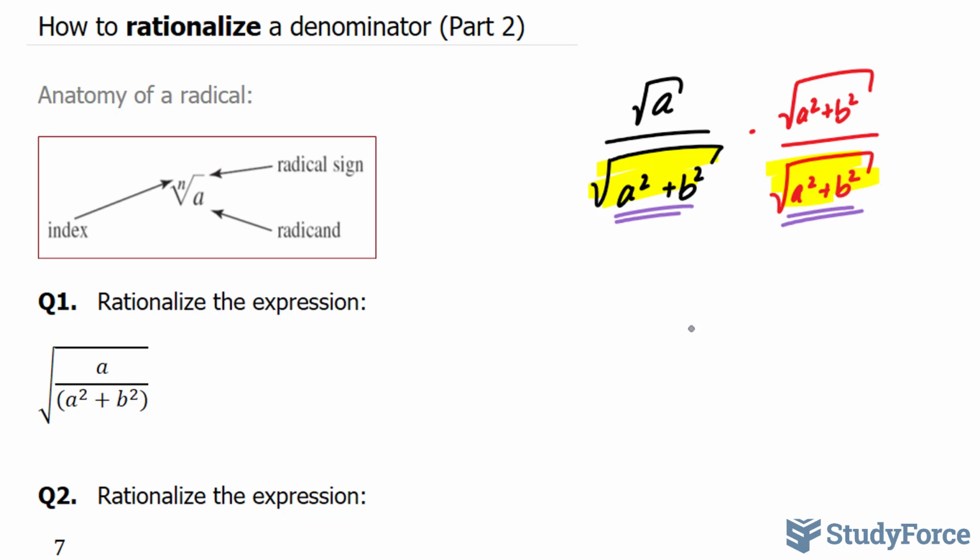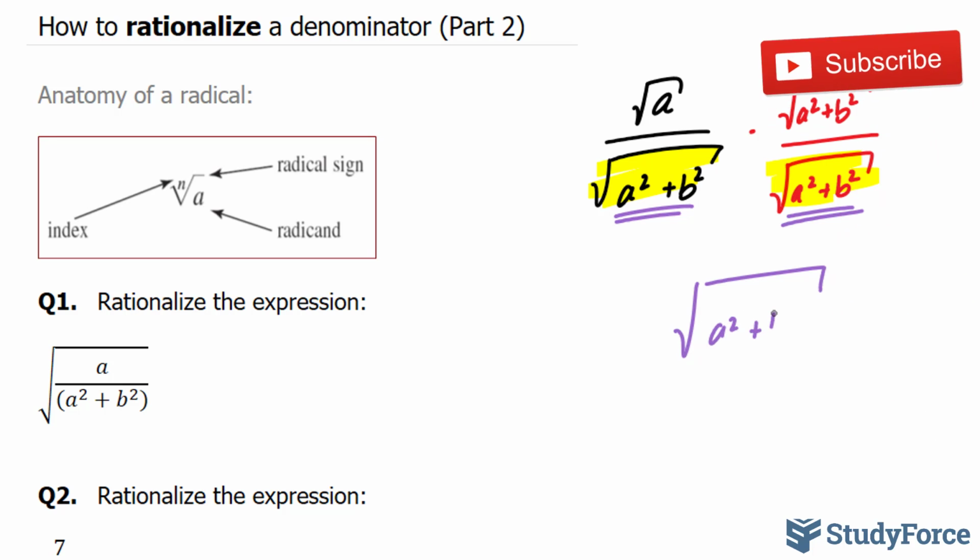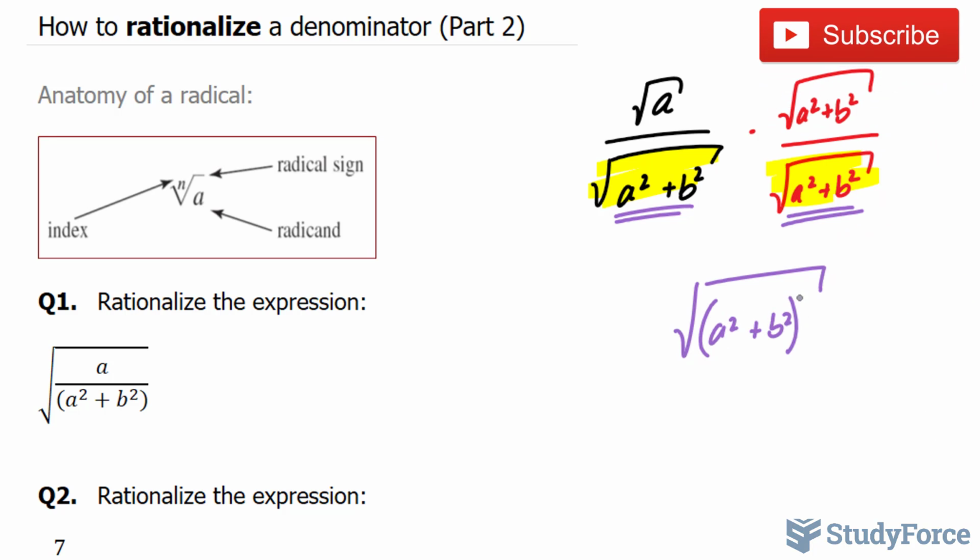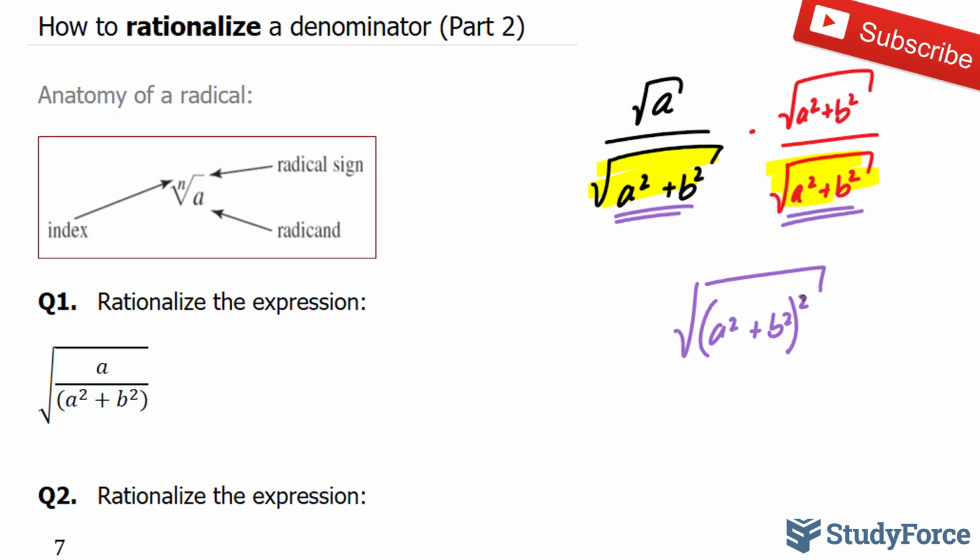Combining these two, you end up with the square root of a squared plus b squared, all squared. Technically, by combining them, you're multiplying them, and since they're both the same, you can write them down as a squared plus b squared to the power of 2. The reason why that's important is because the square root of a squared radicand gets rid of the radical sign, and you end up simply with a squared plus b squared.